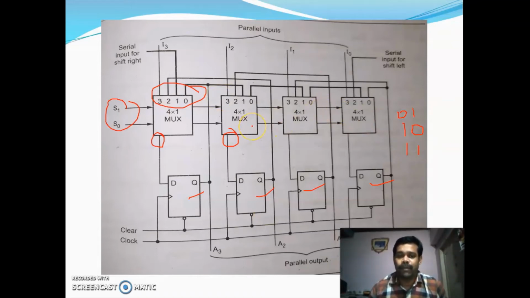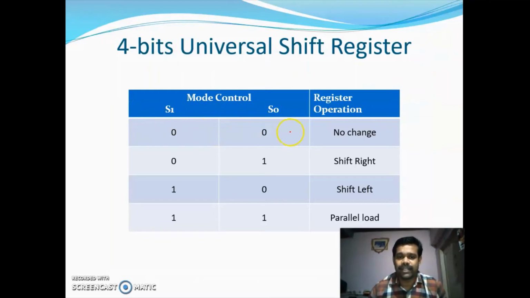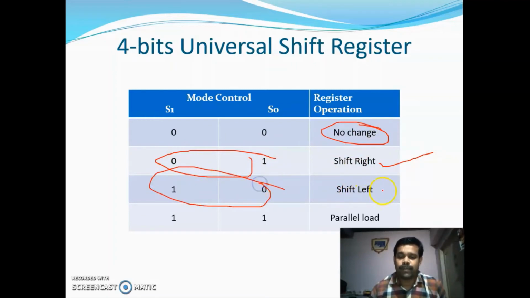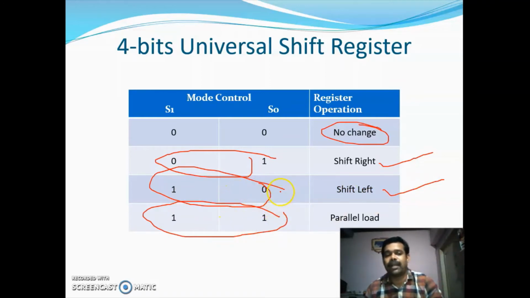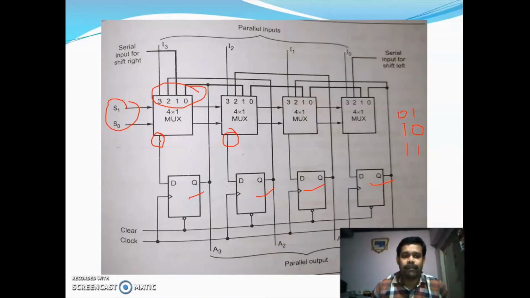So it will perform all the operations. When 0 0 there is no change. When you are providing 0 1 it will perform shift right operation, and 1 0 it will perform shift left operation, and 1 1 it is parallel load. So this universal shift register will act as a serial in serial out, serial in parallel out, parallel in serial out, bidirectional shift register. All the things it will be performing. So this is nothing but the universal shift register. It will perform all the functions. Okay.